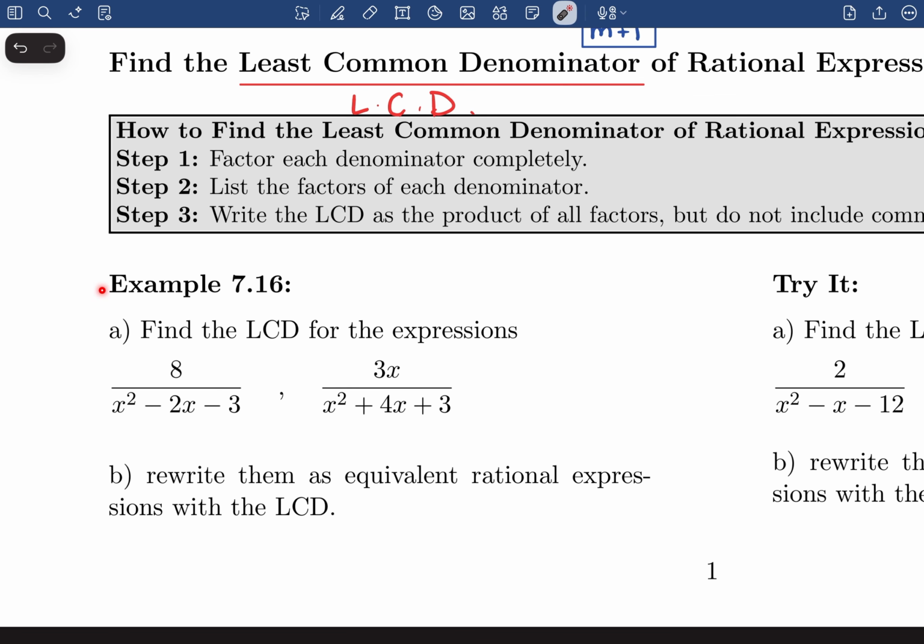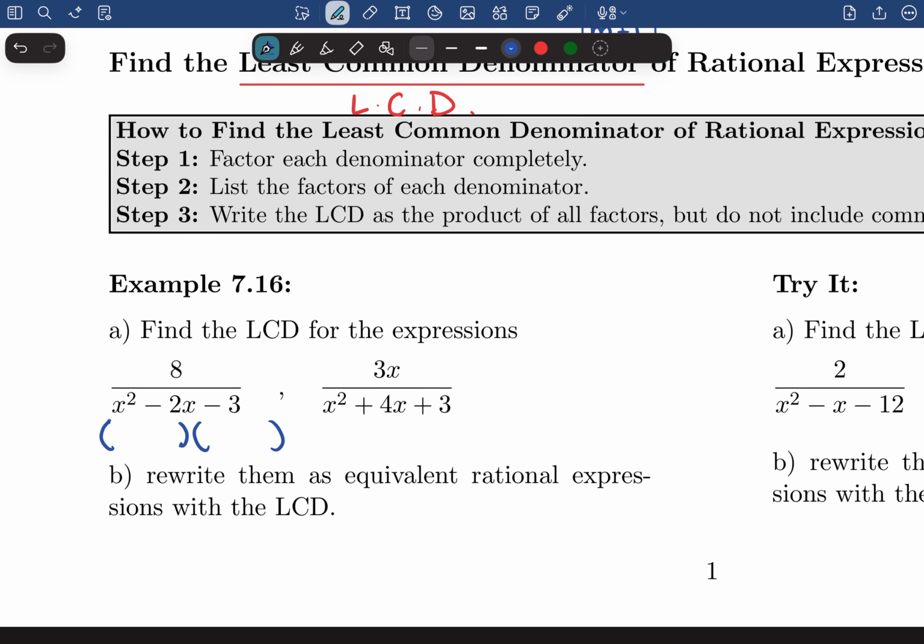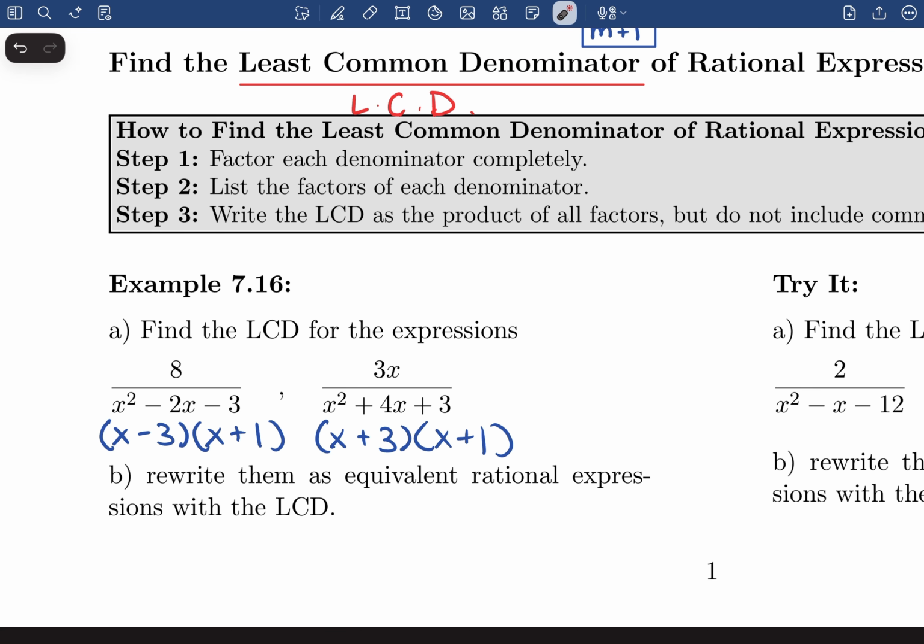So in example 7.16, it asked me to find the LCD of the expressions, and I look at this denominator and I say, well, I can factor that. Okay, we're just always trying to factor these days. And I look at it for a second and I say, well, that's going to be x minus 3 times x plus 1. And now I look at this next denominator and I factor it, and that's going to be x plus 3 times x plus 1. So there you go. We have factored the denominators, right? That was step 1. Factor each denominator completely.